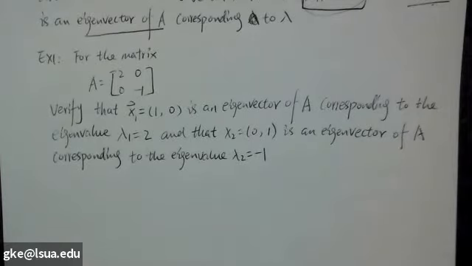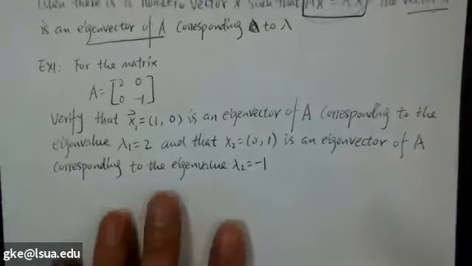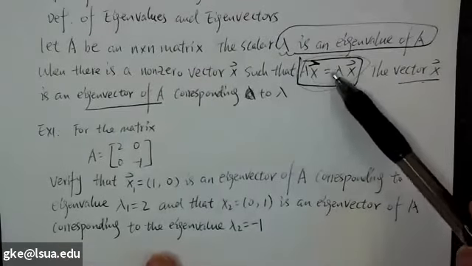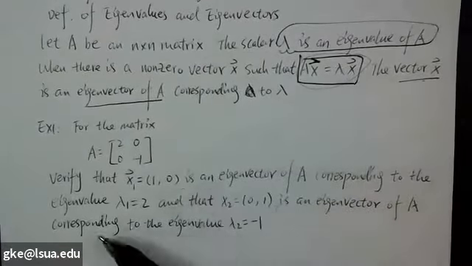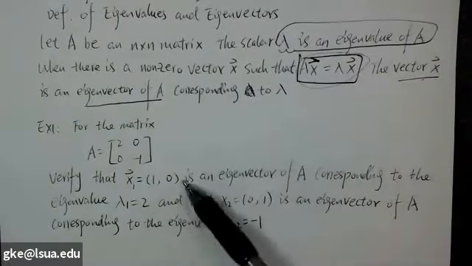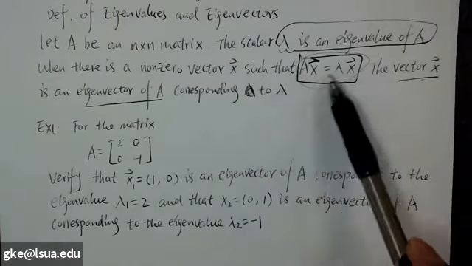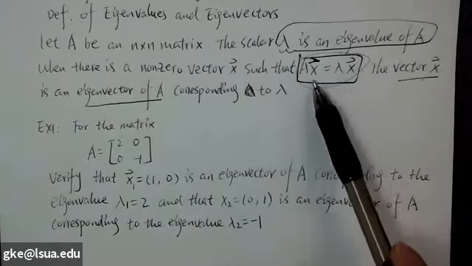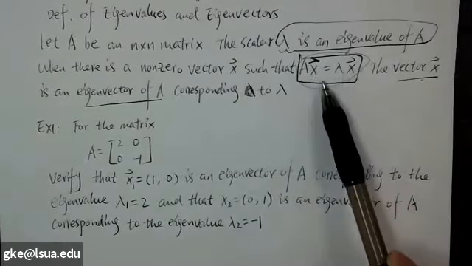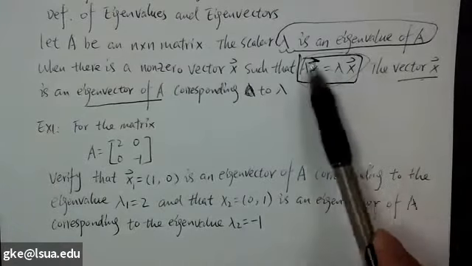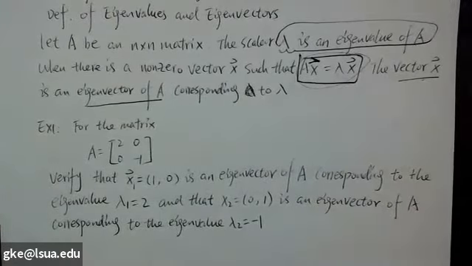So how to verify? Just plug in this formula, A x equals lambda x. We check whether A x1 equals lambda 1 times x1. Check whether this formula is satisfied. Now let's take a look.